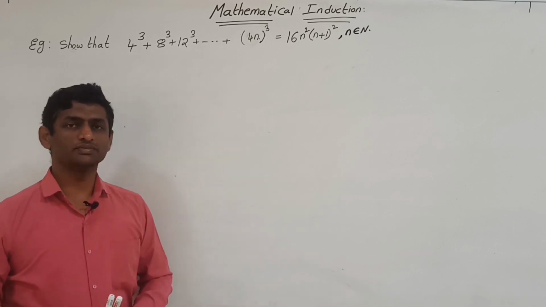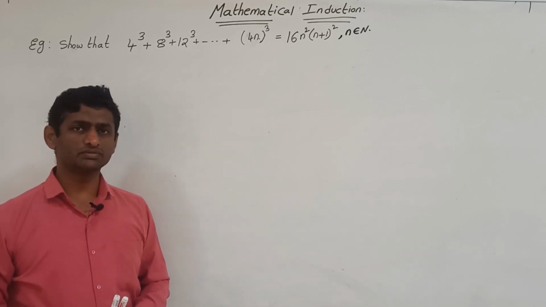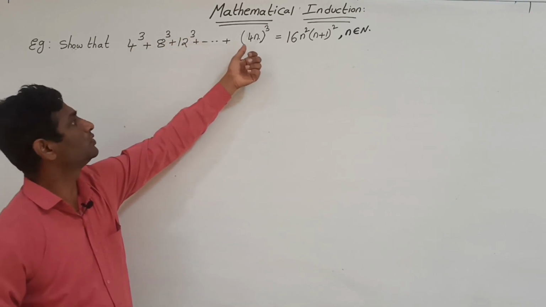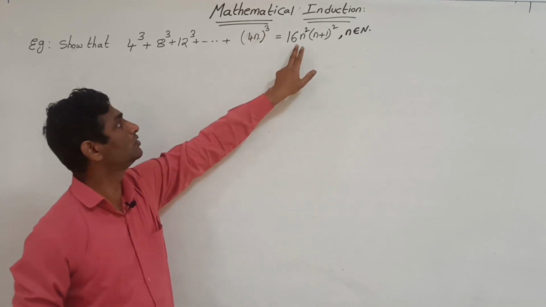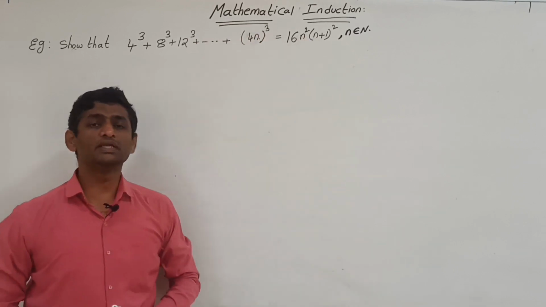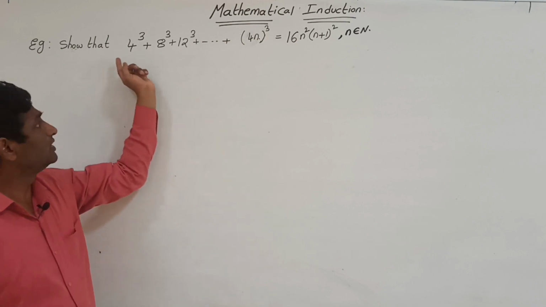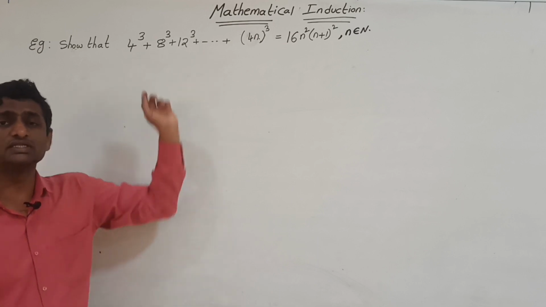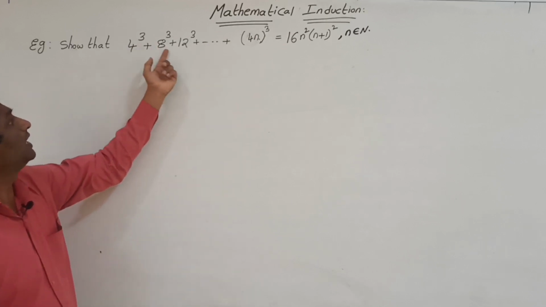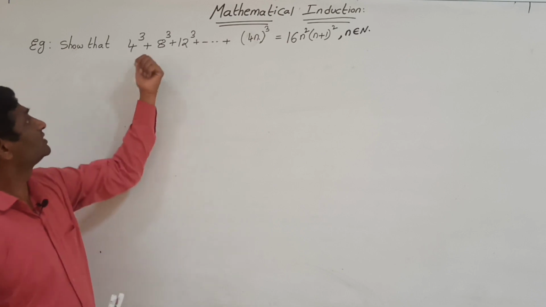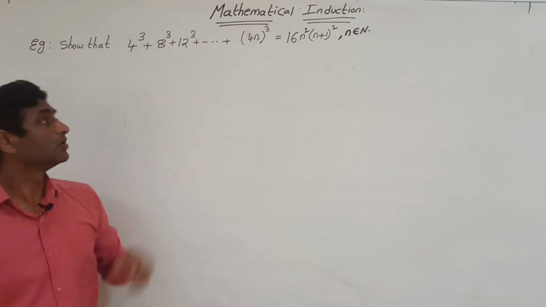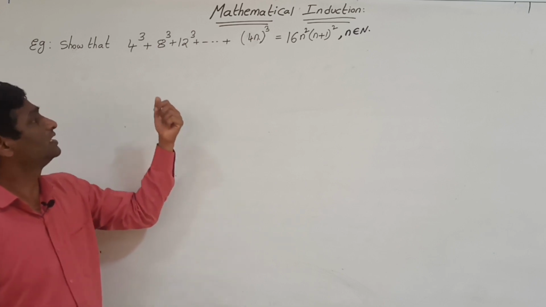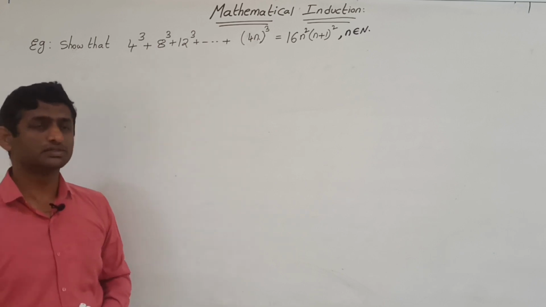Now we'll see the next example. Show that by using mathematical induction, 4 cube plus 8 cube plus 12 cube, so on up to 4n whole cube is equal to 16n square into n plus 1 whole square. It is the sum of n terms, where 4 cube, 8 cube, 12 cube are the first, second, third terms of the given series.